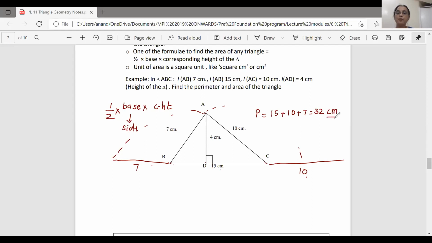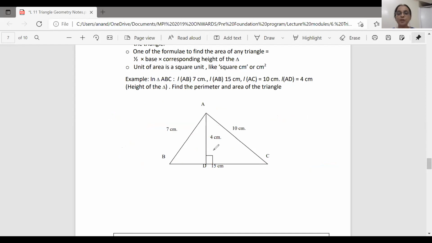And what will be the area? Now only one height is given to me. They have not given me what is height BE and what is height CF. So because only this height is being given to me, I have to choose this base. I have no choice because I don't know what is this height, what is this height. But I know one height and I know all three bases. So which pair will I choose? I will choose that pair of base and height which is there with me.